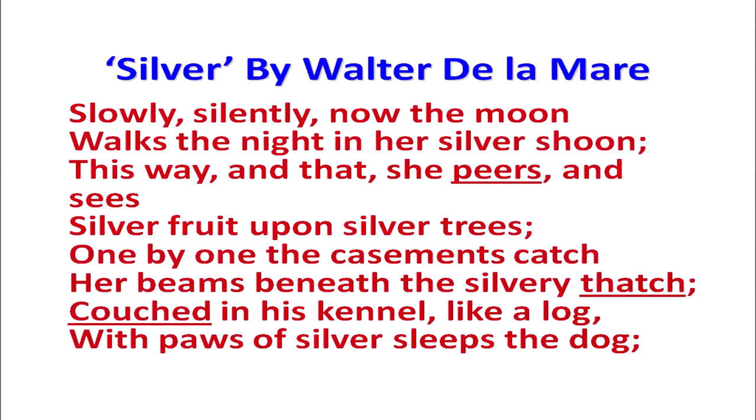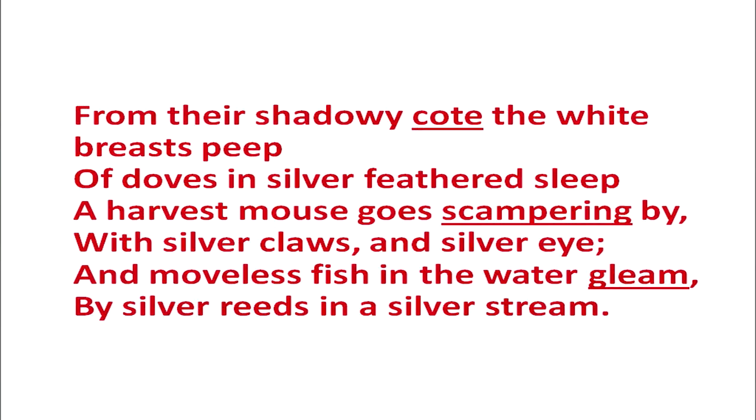Slowly, silently, now the moon walks the night in her silver shoon. This way and that she peers and sees silver fruit upon silver trees. One by one the casements catch her beams beneath the silvery thatch. Couched in his kennel like a log, with paws of silver sleeps the dog. From their shadowy cote the white breasts peep, of doves in silver feathered sleep. A harvest mouse goes scampering by, with silver claws and silver eye, and moveless fish in the water gleam by silver reeds in a silver stream.